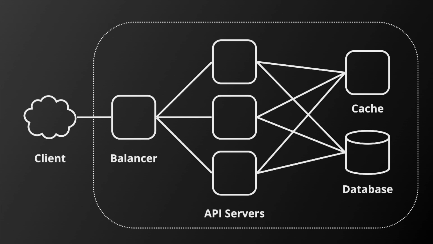To summarize, this is what a simple backend architecture can look like. At the front, we have a load balancer that receives requests and passes them on to the API server. The servers fetch data from the cache and the database, then format it and send it back to the client. Luckily, ServerPod handles all these tasks for us, so we don't need to dig into all the technical details.